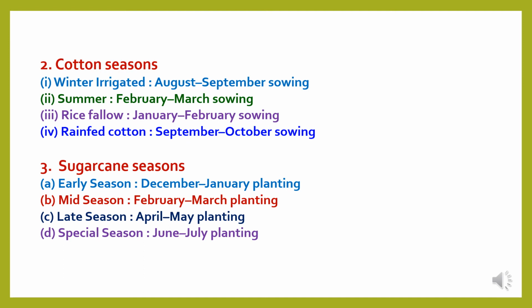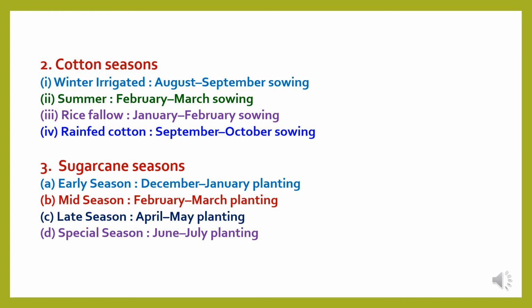Now about cotton seasons. First one is winter irrigated, where the sowings are in August-September. Second is summer season, where the sowings are in February-March. Then rice fallow, where the cotton sowings take place after January to February. Then rain-fed cotton, where the sowings take place in September to October.